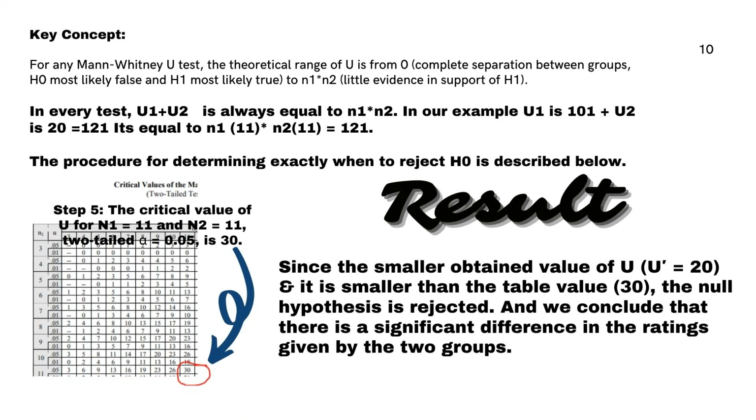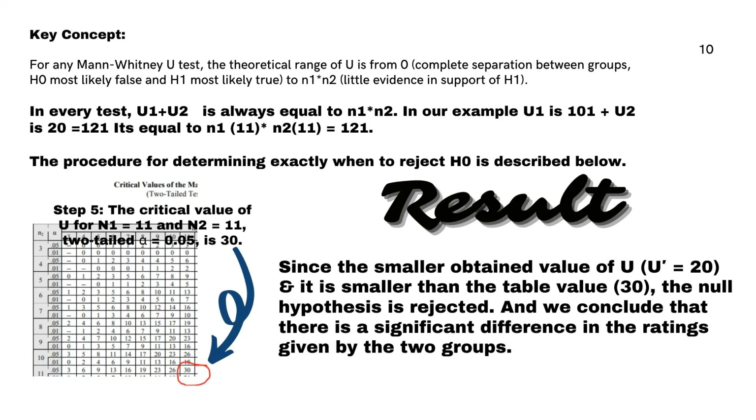So 101 plus 20 is always equal to N1 into N2. We know the number of samples in both groups is 11, so 11 into 11 is also 121. So they both are equal. When we solved our problem, it comes out equal, so we know we are on the right track. In our example, U1 is 101 plus U2 is 20 equals 121, which equals N1 11 into N2 11, equal to 121.